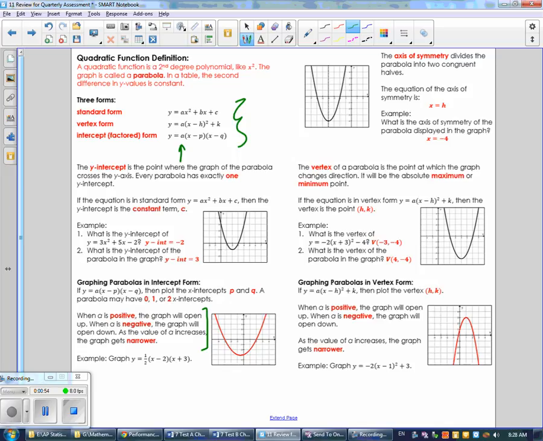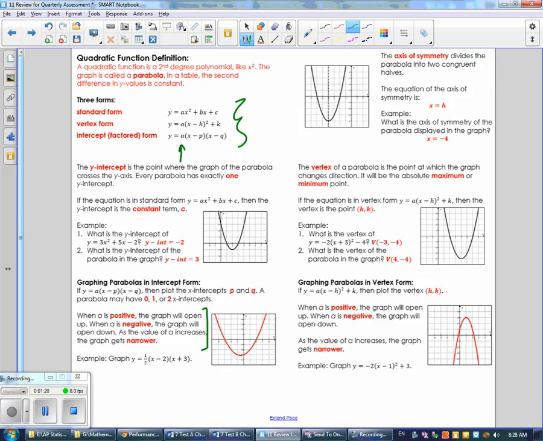When a is positive, our parabola will open up. When a is negative, the parabola will open down. As the value of a, or the absolute value of a, increases, then our graph stretches and becomes more narrow. If that value decreases, then we know that our graph compresses and becomes wider. When a is equal to 1 or negative 1, then we say it's congruent to the parent function.